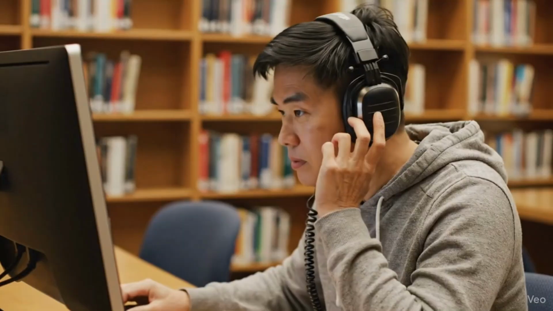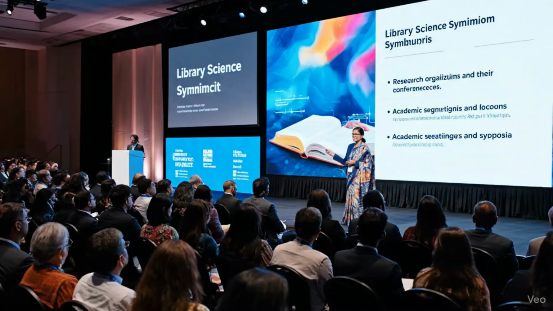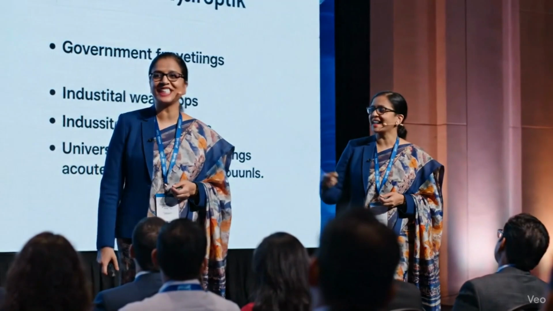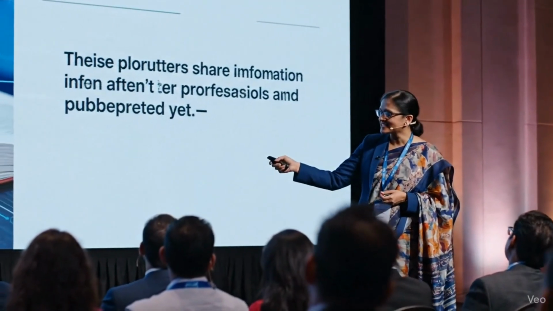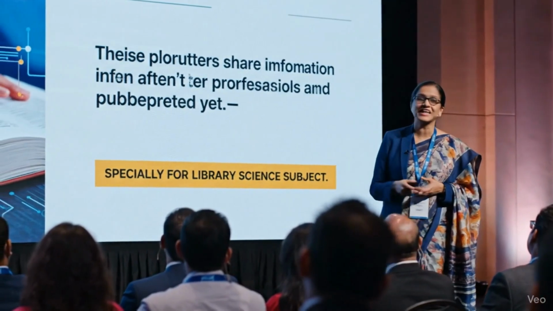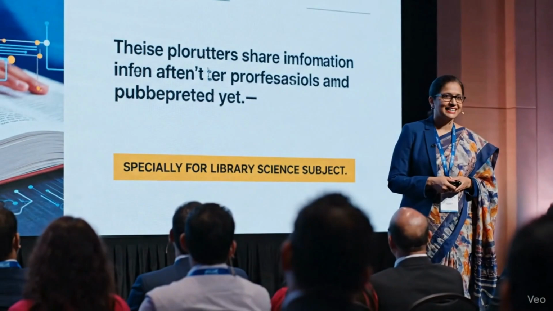What are the formal sources? Formal sources are organized and structured ways of sharing information. These may not always be printed, but they come from institutions, organizations, or government bodies in an official setting. Examples include research organizations and their conferences, academic seminars and symposia, government briefings, industrial workshops, university meetings, and academic councils. These platforms share information that often hasn't been published yet, but is highly valuable for professionals and researchers.